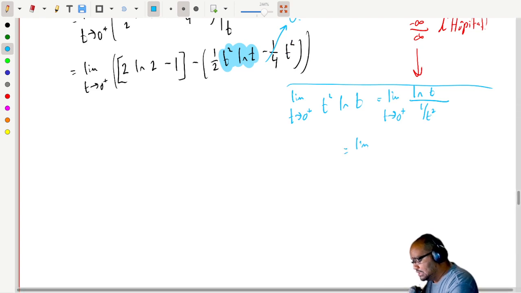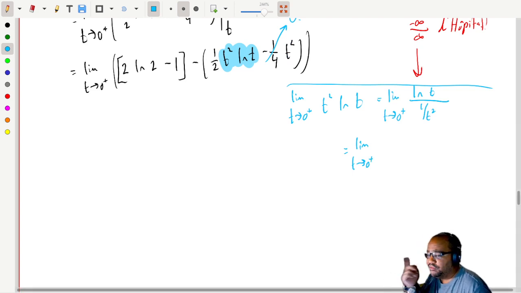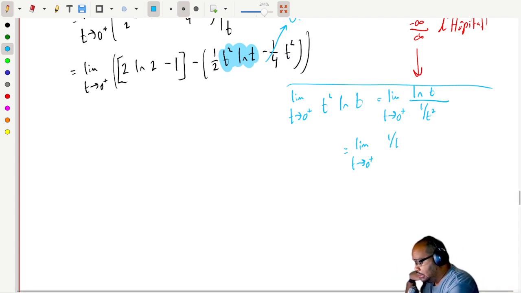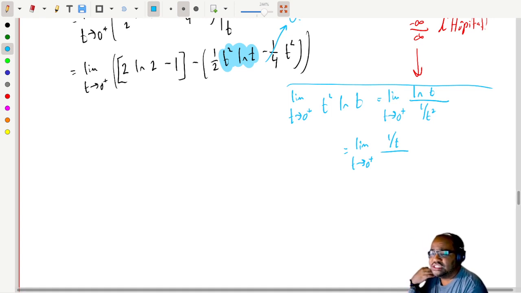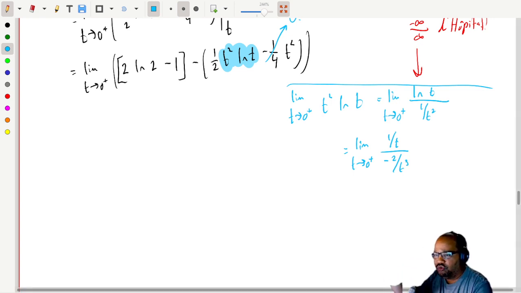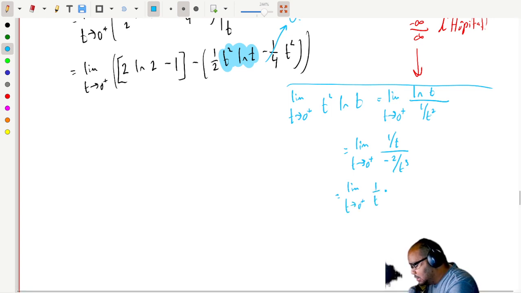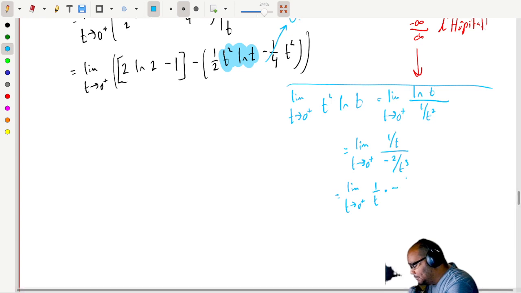So we're going to do the limit as t approaches 0 plus of the derivative of log t, which is 1 over t, and the derivative of 1 over t squared is minus 2 over t cubed. Remember, power rule just for that, right? Minus 2 times t to the minus 3. And how do we divide fractions? Keep, change, flip, right? Keep the top, change to multiplication, and then flip the second fraction.